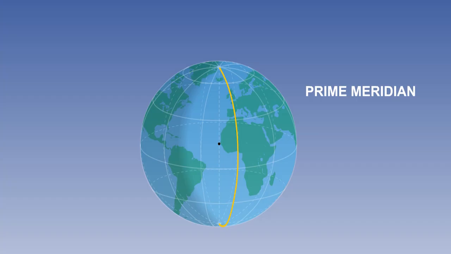The Prime Meridian runs from pole to pole and bisects a place in London called Greenwich. The Prime Meridian is often referred to as the Greenwich Meridian for this reason. Longitude of any point is the shorter angular distance of the arc along the equator, between the Prime Meridian and the meridian through that point.